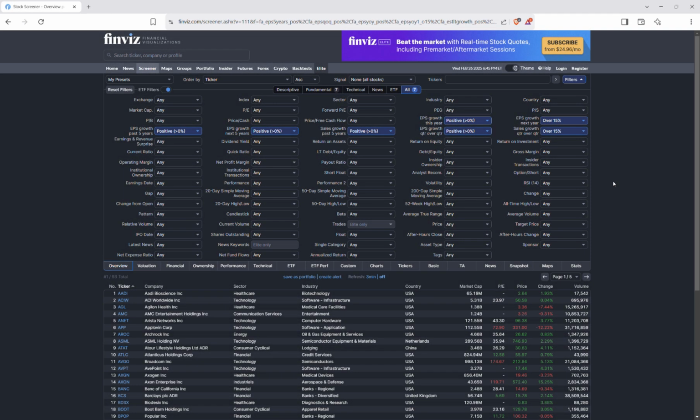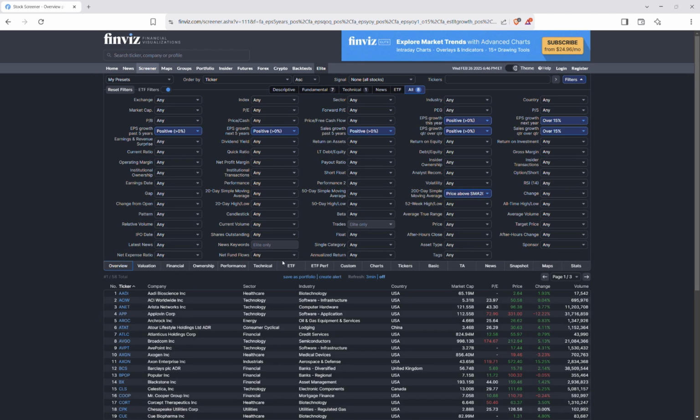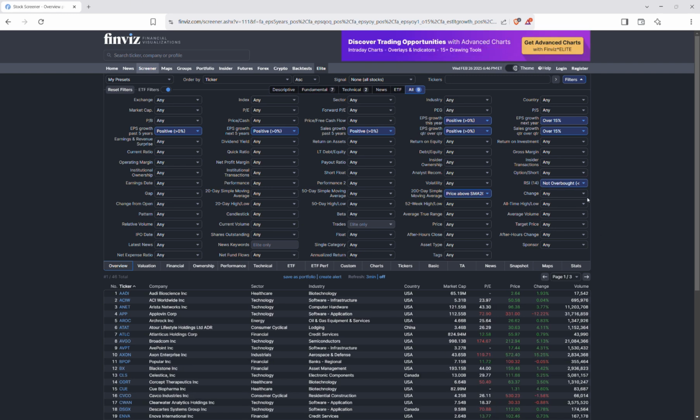Alright, so for the technical indicators here, we just want to make sure that it's in a dip, but it's still on an uptrend long term. So the first thing I like to do is just go to the 200-day simple moving average, and I just want that price to be above it. That's going to ensure that over the long term it is still in an uptrend. Next thing I'm going to do is go to the RSI, and I'm just going to go not overbought, so it's under 60. That just means it's going to be in the lower portion of that RSI indicator.